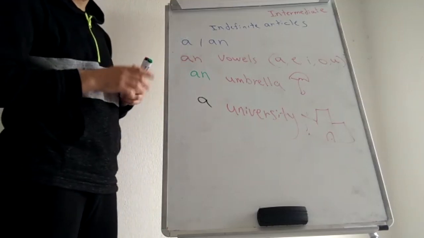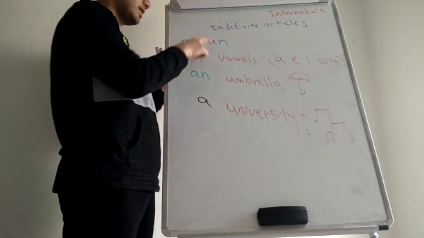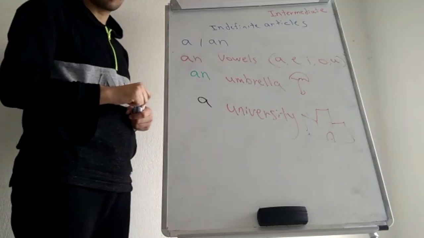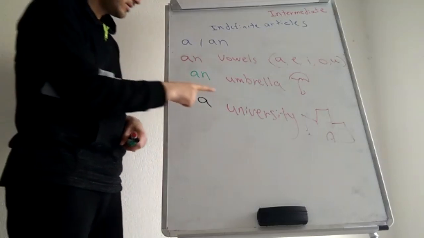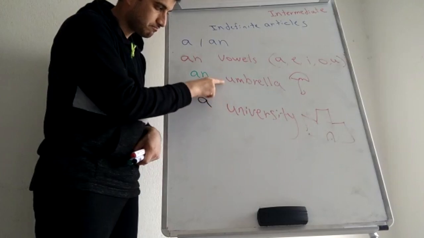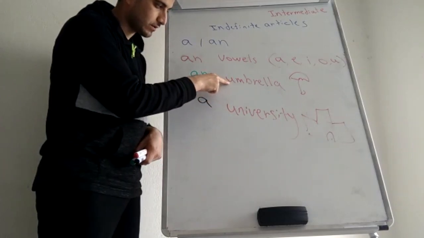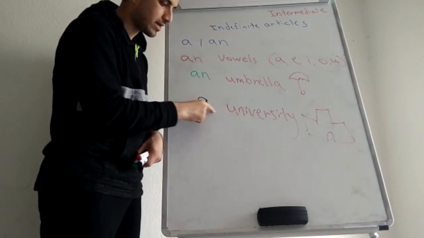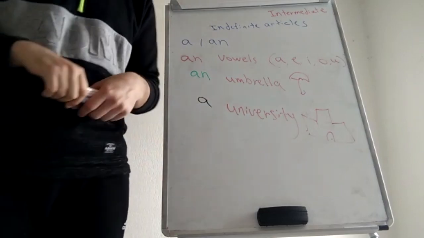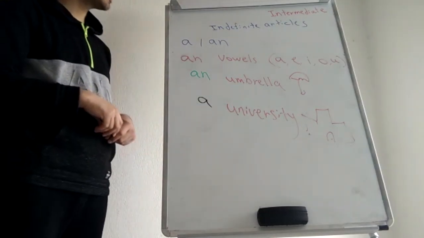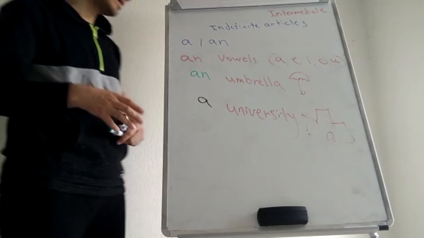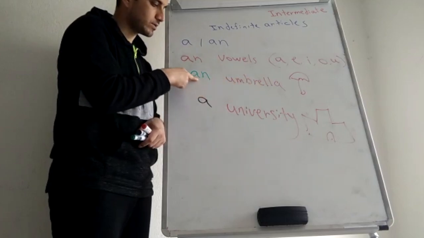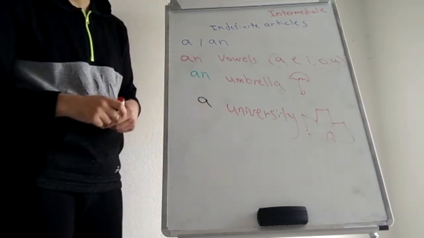So, keep in your mind that using the indefinite articles depends on pronunciation, not spelling. So, umbrella, an umbrella, university, a university. This is the rule, this is the grammar. So please keep this grammar in your mind. If it's difficult, maybe you have to memorize the words. For example, umbrella, we use an, university, a university.